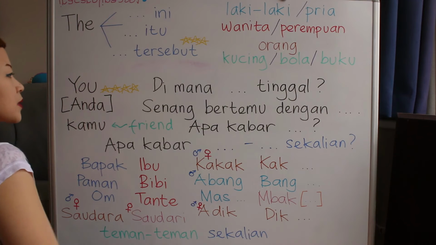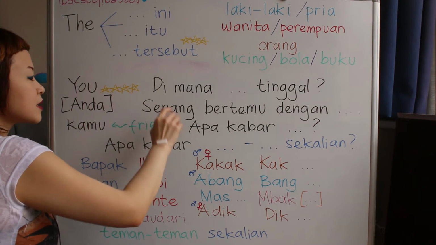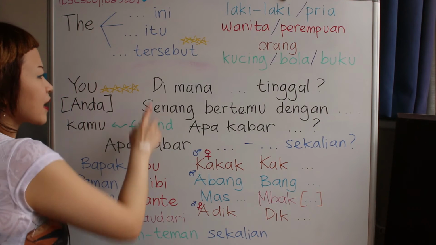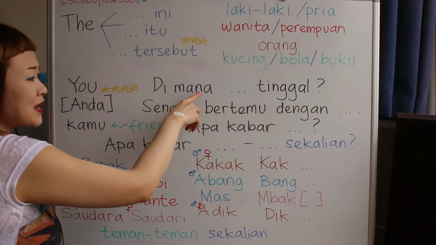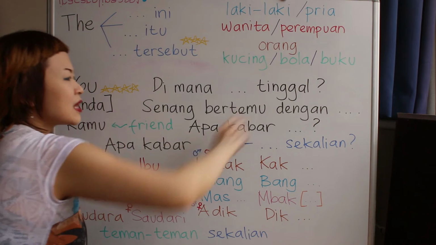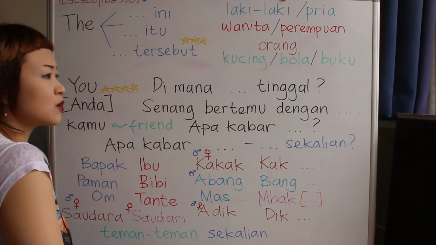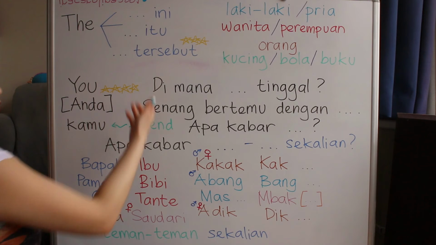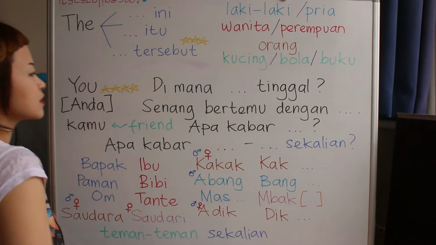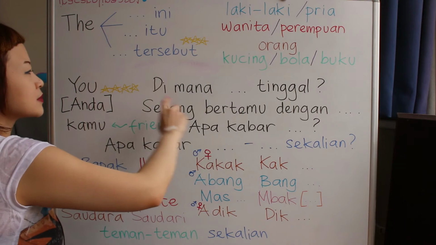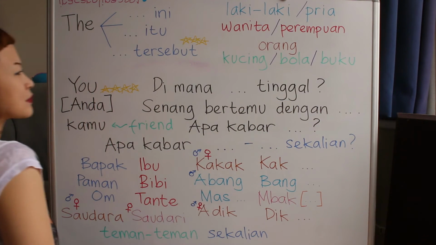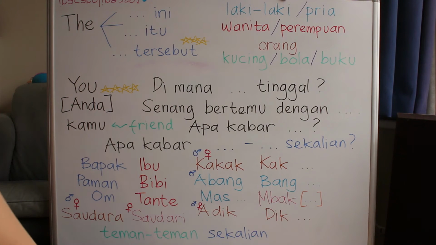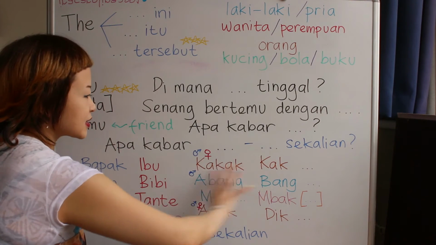Di mana, di and then space here. Di mana, at where, it means where. Di mana, tinggal. Tinggal is stay or live. It just wants to say where do you live. Di mana, where. At where. Tinggal, live. The you here, you choose. I will talk about it later.